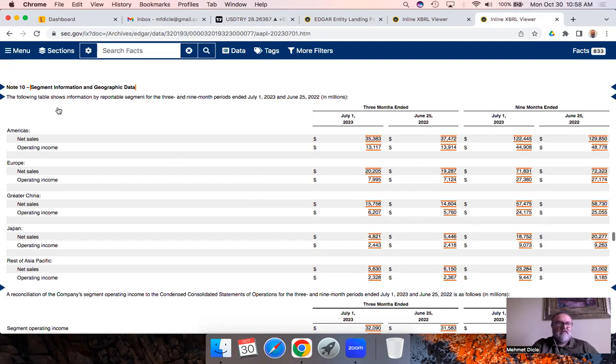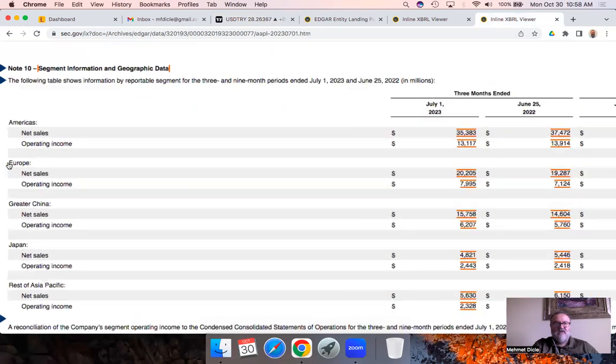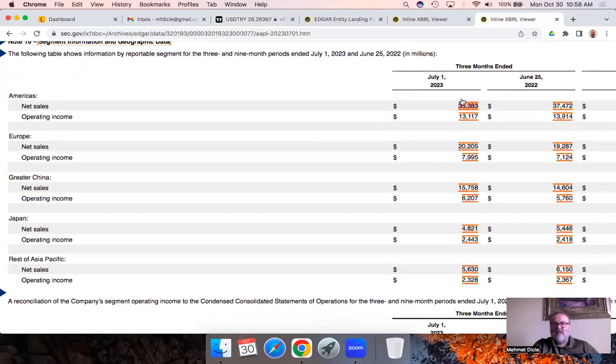So this is again the 10Q, and if you look at the net sales internationally, I think this is quarterly, yeah. So this is the quarterly. If you look at the net sales quarterly, Americas have $35 billion for the quarter, and then Europe has $20 billion. China has $15 billion.